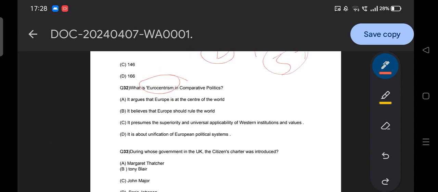Moving to the next, Eurocentrism. What does Eurocentrism mean? The concept of Eurocentrism in comparative politics deals with the answer to this question. It presumes the superiority and universal applicability of Western institutions and values. So Eurocentrism promotes Western values. They believe the Western problem is the world's problem. They believe the Western solution is the solution to each and every problem of the world. That is the Eurocentrism idea. It's a concept, we need to understand these things. Most of the time, you have to understand a few key concepts, key terms, keywords with respect to comparative politics. That became important.